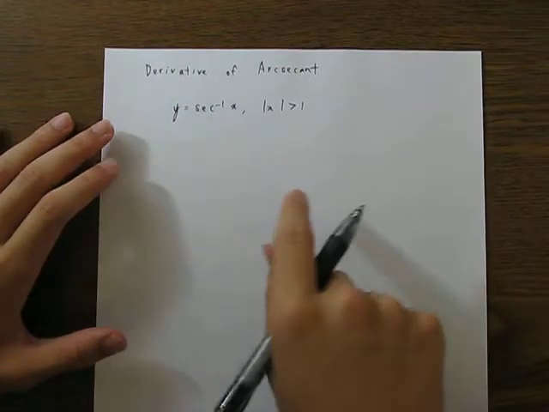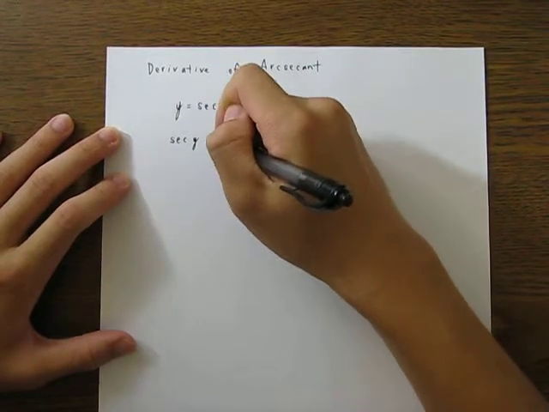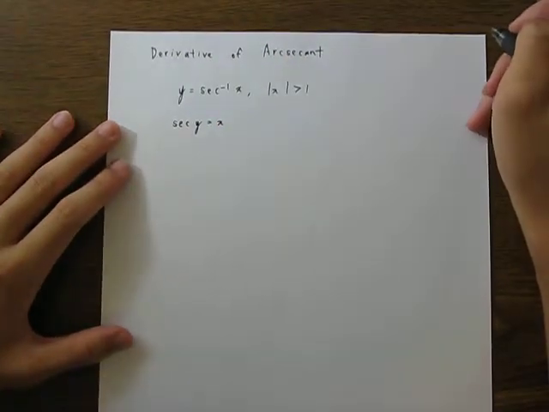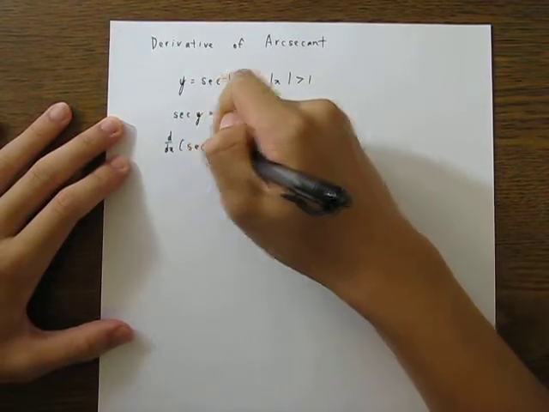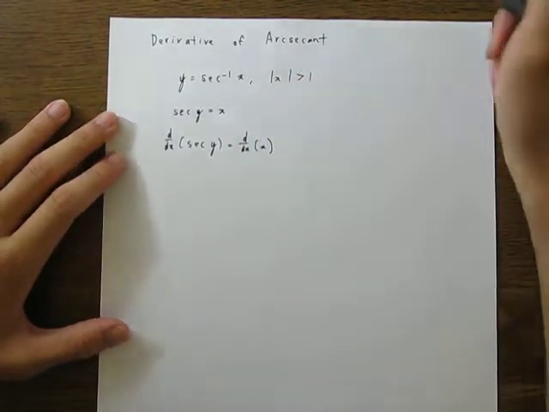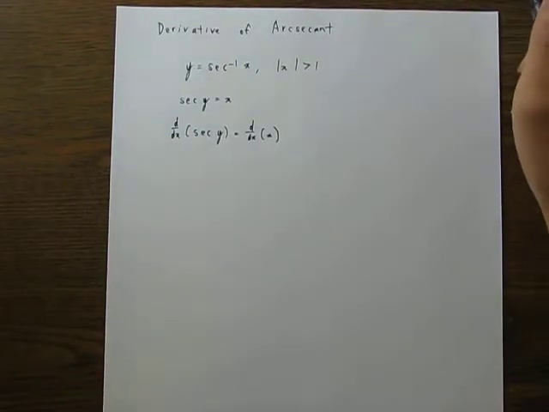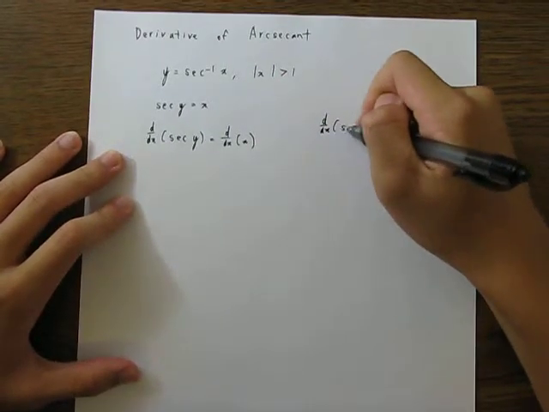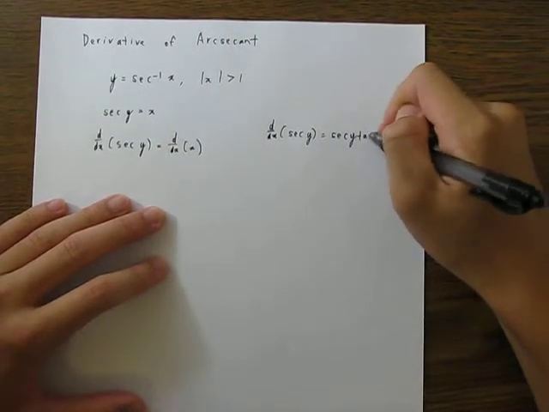And so we use the inverse function relationship for the third time today, and we get secant of y equals x. So what we're going to do is differentiate both sides. The derivative of secant of y equals secant of y times tangent of y. I'm just going to reinforce your memory so you don't forget by your next test.